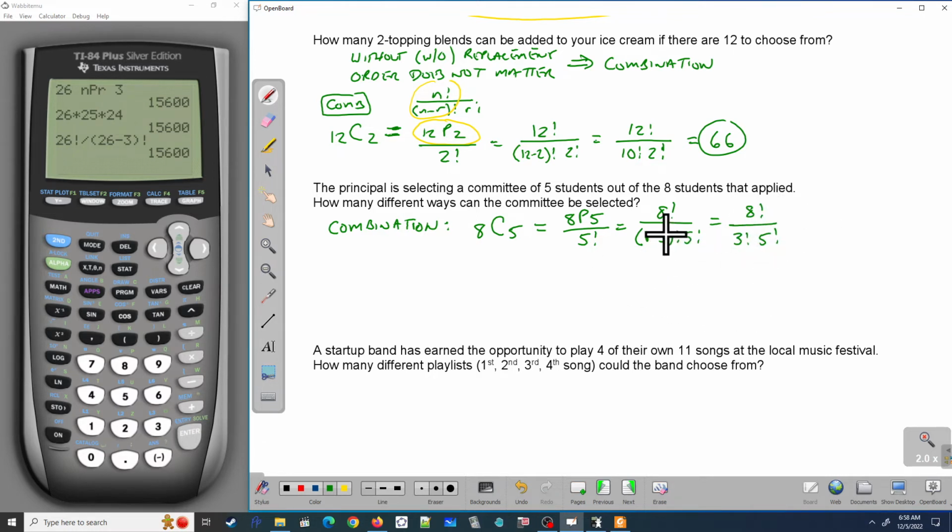The reason I keep emphasizing this is something that's going to come up later. And that ends up being 56 possibilities.